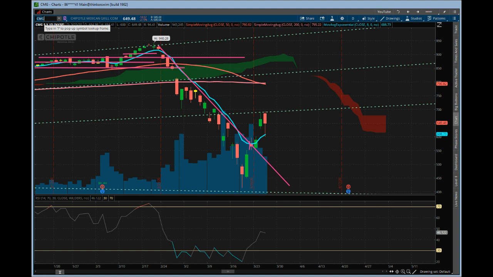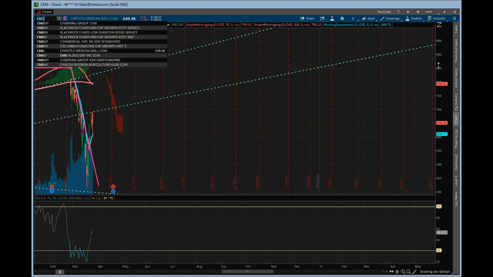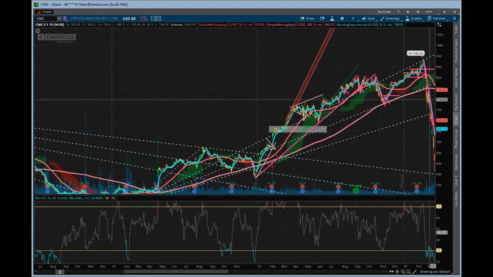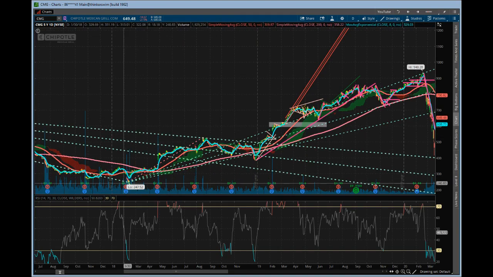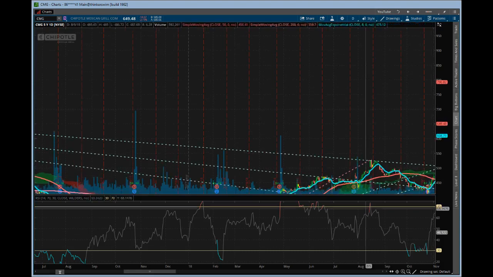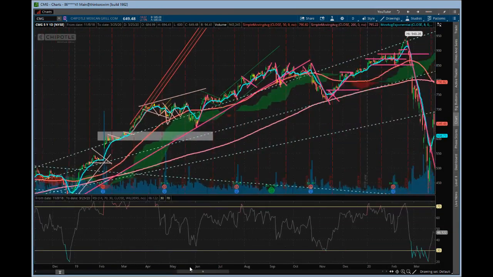CMG is such a challenging one. Guys, this one has respected these fib fan lines like forever. I love this, right? So we drew these, I don't know, a year ago or so, from this peak to this peak, and it has just loved these fib fan lines. Amazing, right? So every time it pulled back to the fib fan line, it bounced, right?